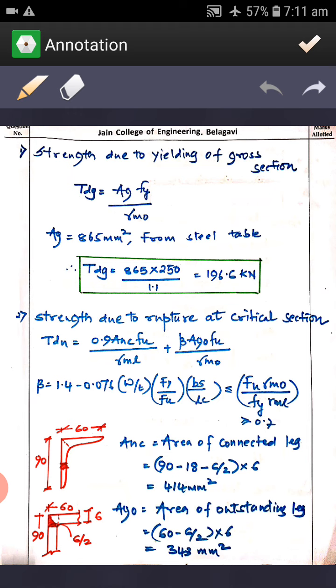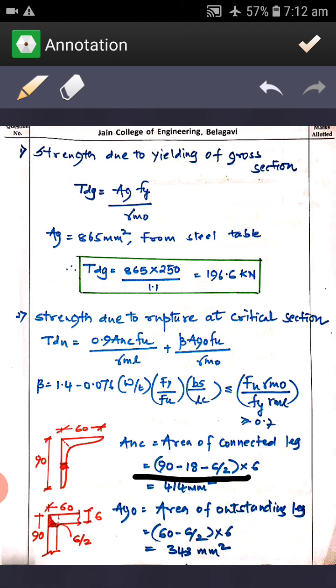Or we cannot take 60 minus 6 directly. So whatever the 6 mm thickness is there, we are going to divide equally for both the legs. So 6 by 2, 6 by 2. So 90 minus 6 by 2 or 60 minus 6 by 2, because both the legs are overlapping to each other. So we have to divide by 90 minus 6 by 2 or 60 minus 6 by 2. So that's why you have to take the deduction here.